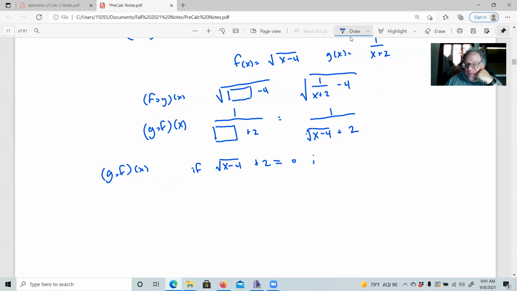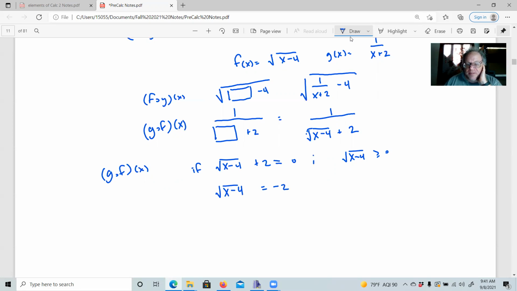So that's one thing we have to worry about. We also have to worry about that square root of x minus 4, that this has to be a positive number. Okay? So 0 is okay, but we don't want to take square roots of negatives, and we certainly don't want to have things going on 0. So first thing we're going to do here, the square root of x minus 4 is equal to negative 2.